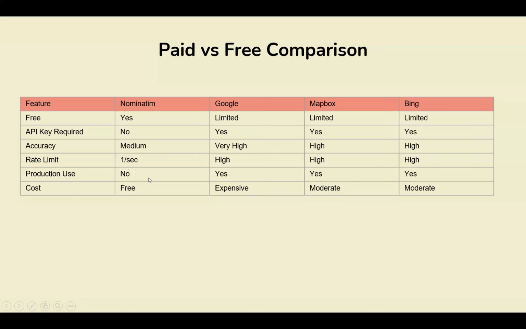For learning purposes or a small project, we can use Nominatim. But if we want to use GeoPy in production or for any commercial application, we have to go with the Google, Mapbox, or Bing services.